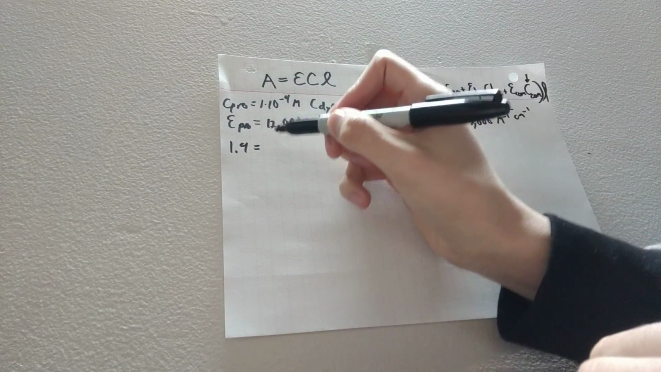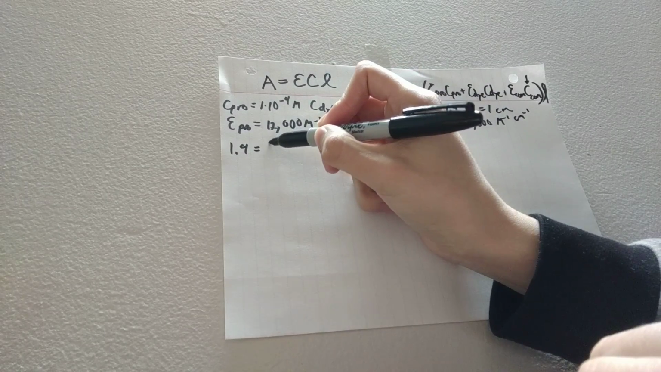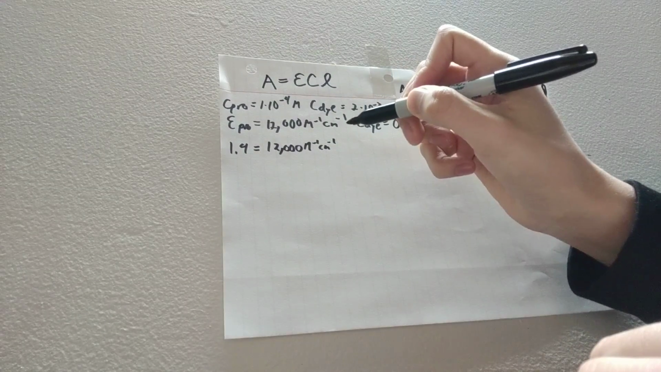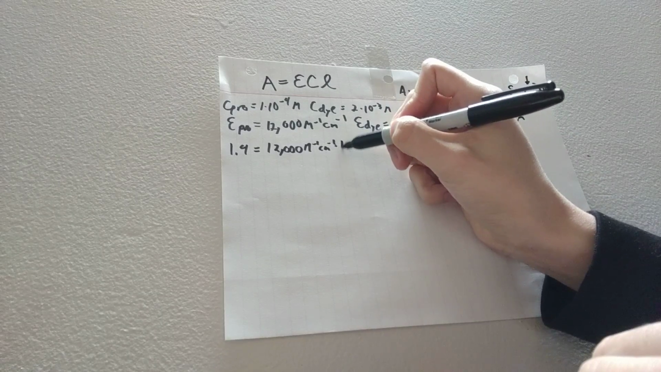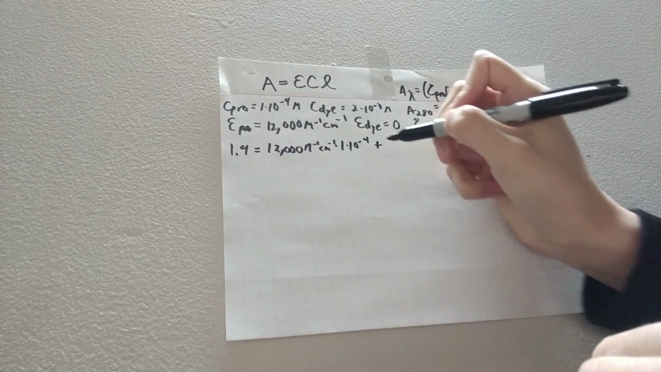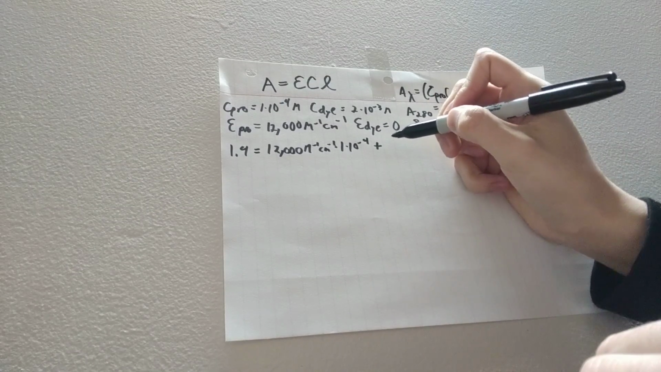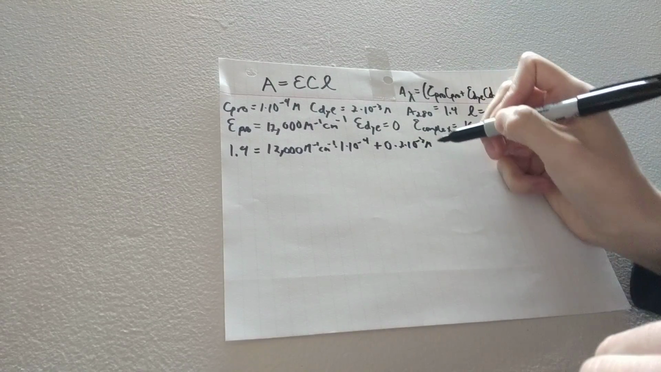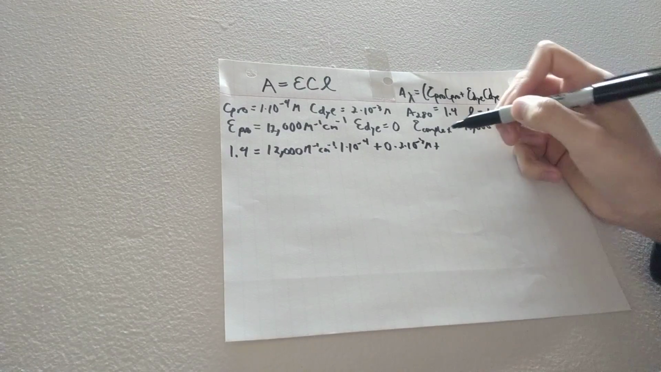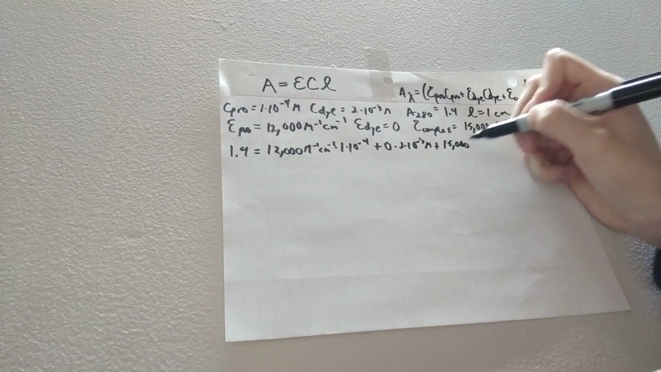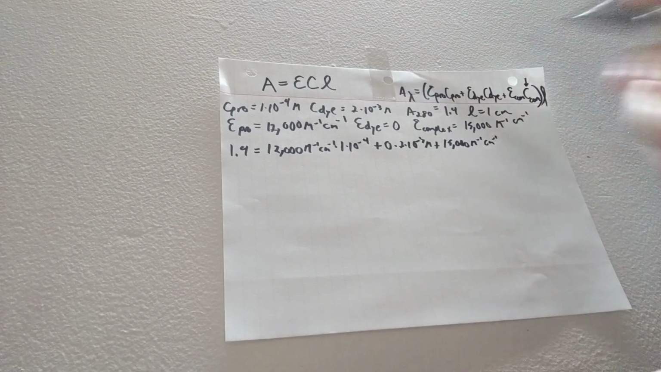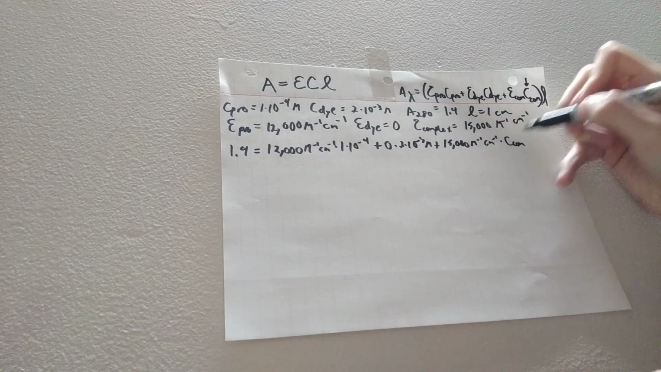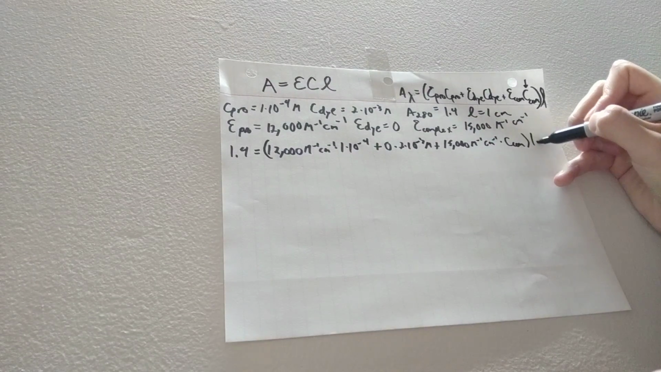1.4 is equal to 12,000 times 1 times 10 to the negative 4th, plus 0 times 2 times 10 to the negative 3rd, plus 15,000 times the concentration of the complex that we're looking for. Everything being multiplied by 1 centimeter.